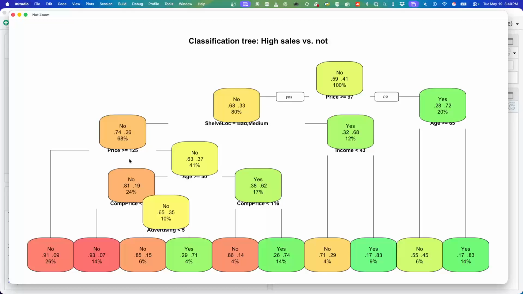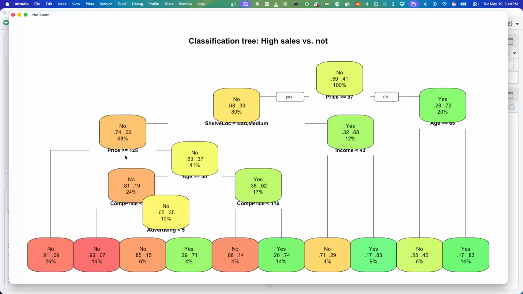So it did a split on price. Everyone on the left-hand side of this tree has a price above 97. Later on, it'll do another split at price above 125. So now you have a group of car seats that are above 125, and then a group of car seats that are between 97 and 125.